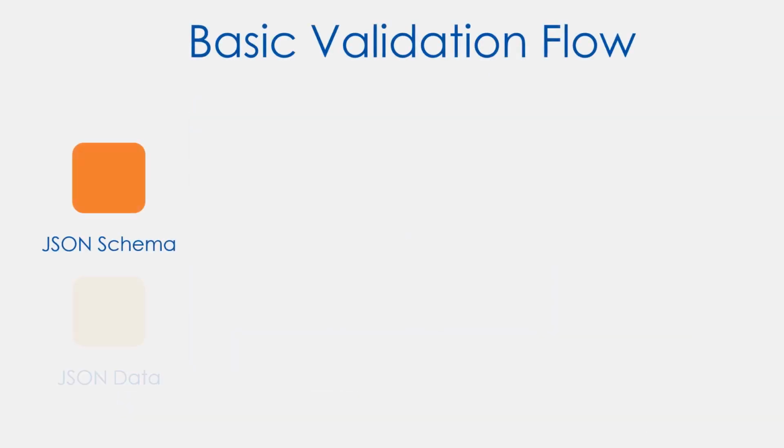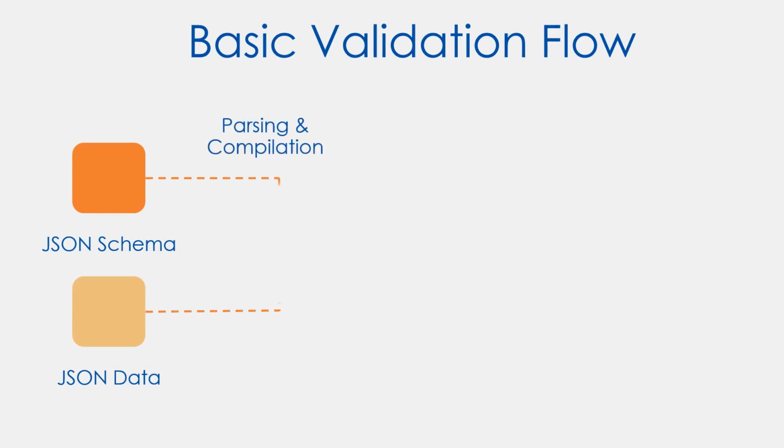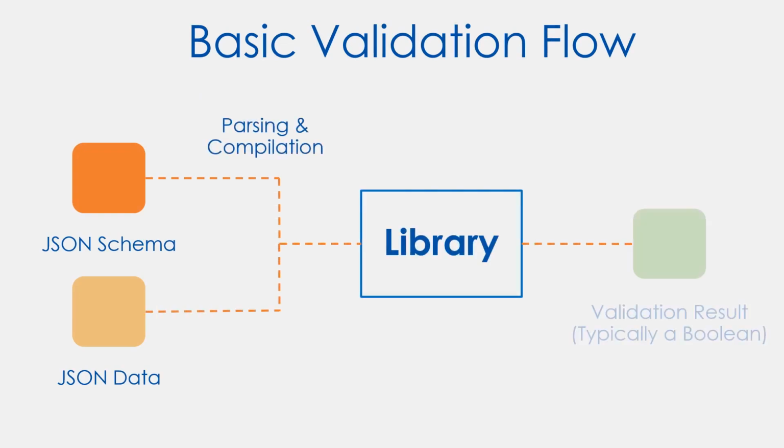This is the basic validation flow that all libraries follow. The library takes a schema for your JSON data and validates your data according to the schema. The validation result is output as a Boolean. So let's start with AJV.